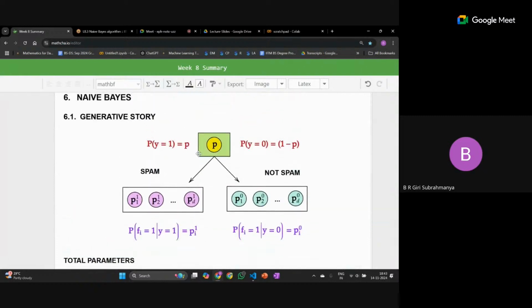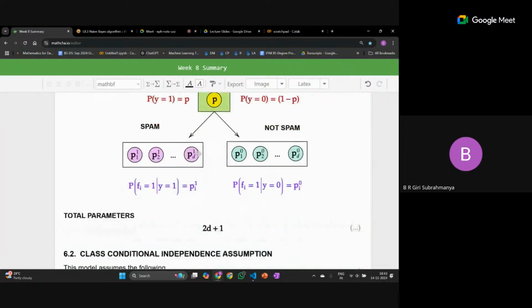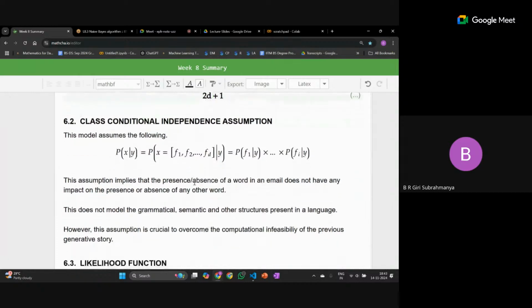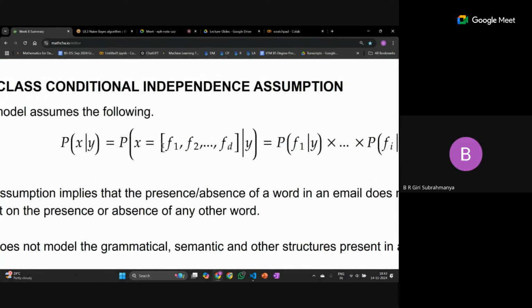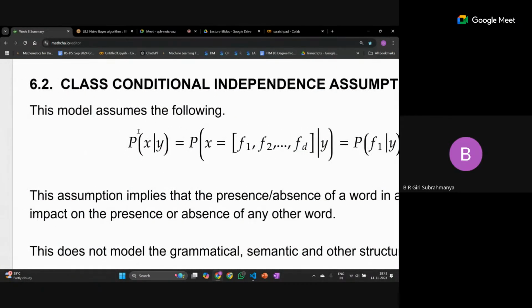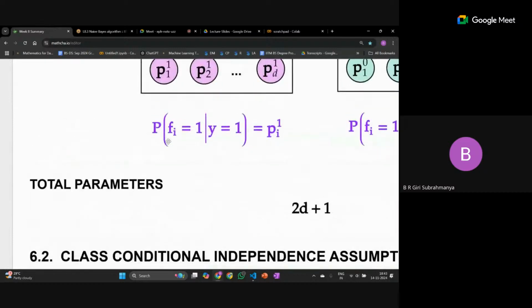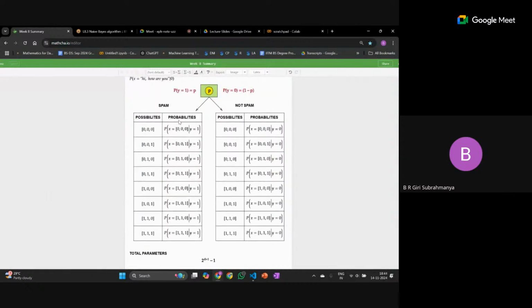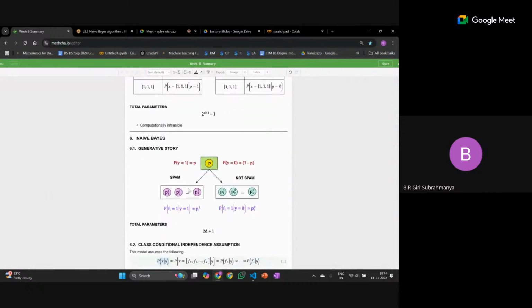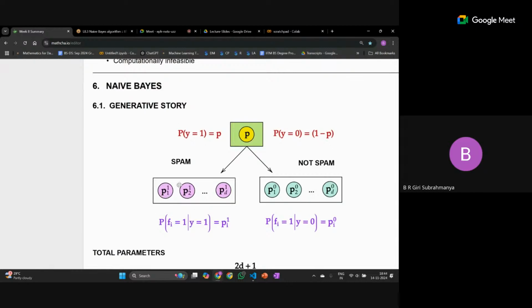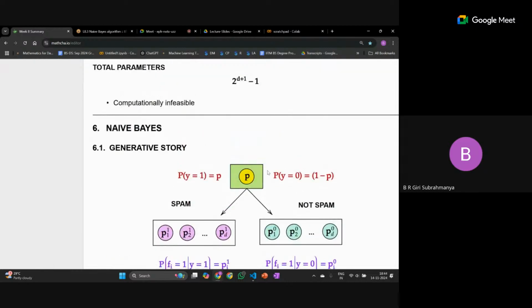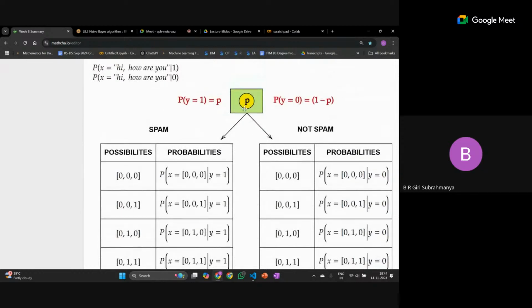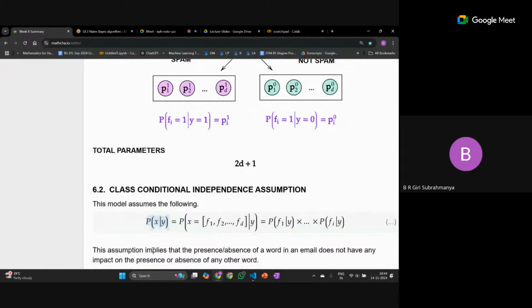But this model is missing something. So what is it missing? That is what we are going to see. One thing being missed is, if you look at this, what we are trying to model is P of X given Y. What has changed between this model and the earlier one? This part alone has changed, which is P of X given Y. This one is still the same, and this is the same too.